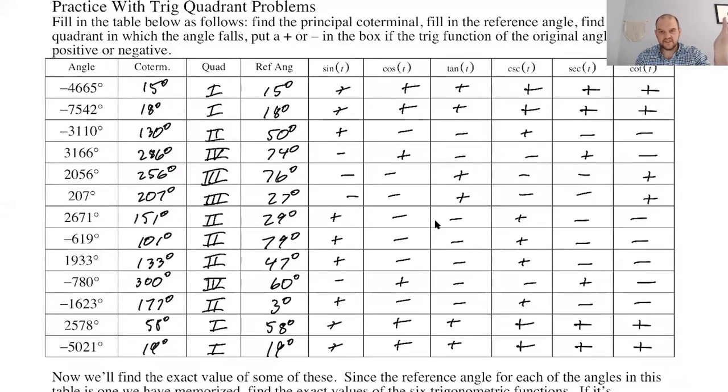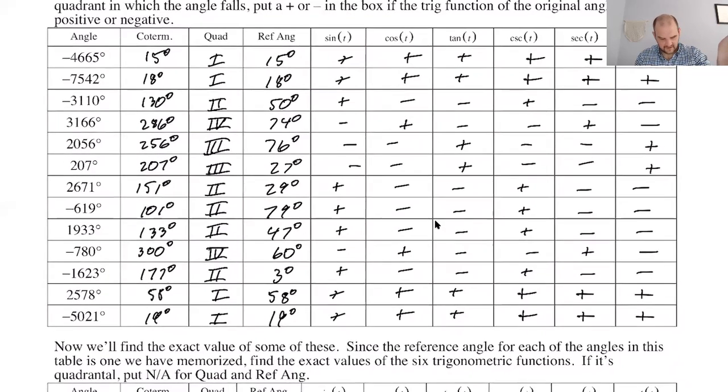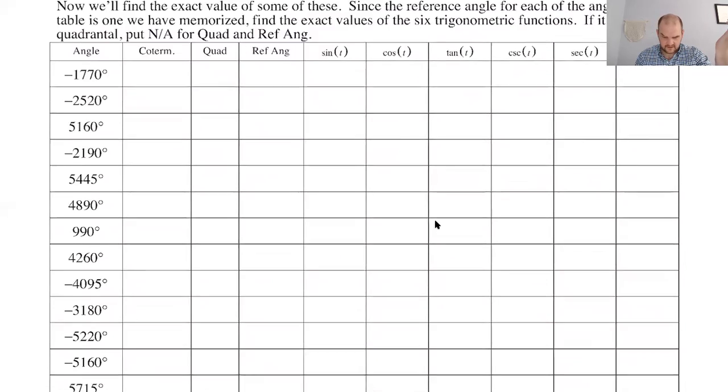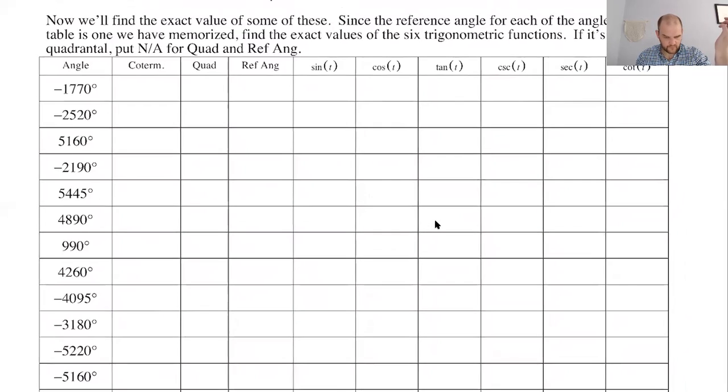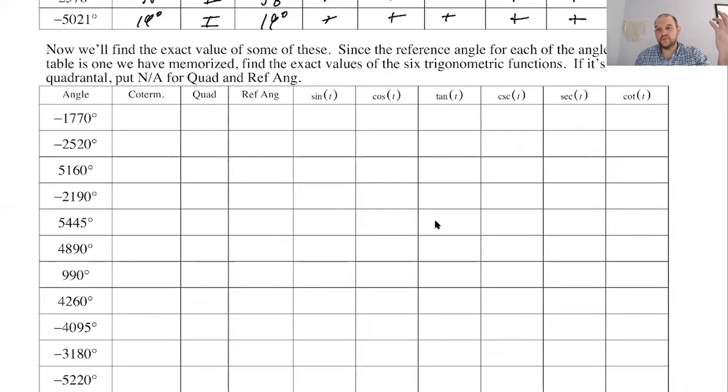So what I'm going to do is stop this here. I'm going to come back in the next video and basically finish this up. It's kind of the same, except this time we're not going to put pluses and minuses. We're going to put the actual values. So it's more annoying, but still not that bad.